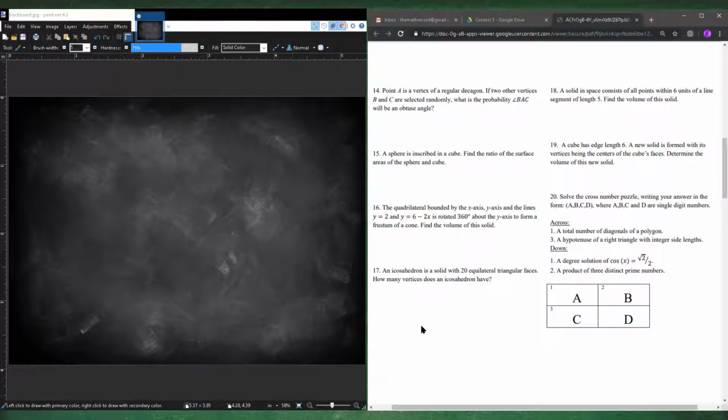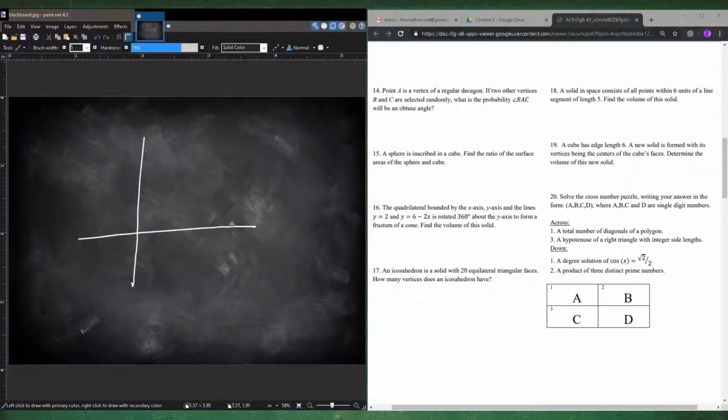Question 16. The quadrilateral bounded by the x-axis, y-axis, and the line y is equal to... Okay, so let me draw this. So bounded by the x-axis and the y-axis, so x is greater than 0 and y is greater than 0, just bound by the x and y-axis. And then y is equal to 2 right here, and y is equal to 6 minus 2x, something like right here. So it's talking about this shape, bounded by the x-axis, the y-axis, y equals 2, and this line.